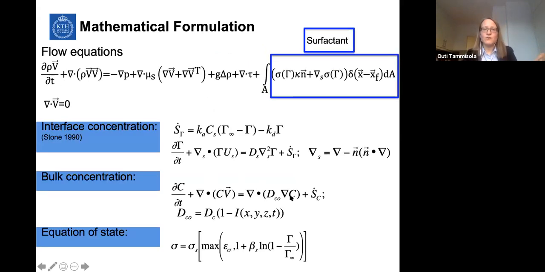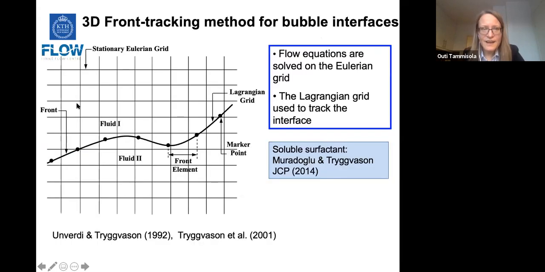And for the surfactant, because it's a soluble surfactant, we need to solve several equations here. We have a bulk concentration in the bulk fluid, which is the big C here, so we need to advect this. And then we need to also solve for the interfacial surfactant concentration gamma. And then, of course, we need to somehow exchange surfactant between the bulk and the interface. And here we have this equation where we have the adsorption coefficient Ka and the desorption coefficient Kd. And finally, the equation of state, which shows how the surface tension varies with the surfactant concentration.